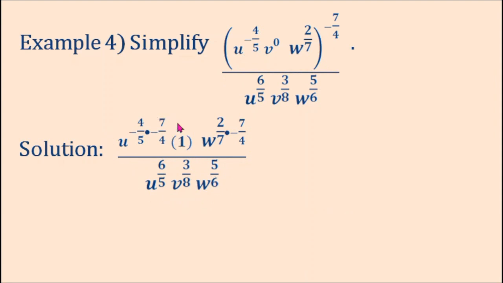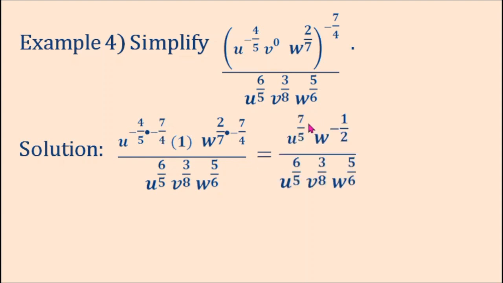Now we are going to simplify furthermore. So multiplying negative 4 over 5 and negative 7 over 4, our answer here is 7 over 5. This is 1 anyway, we may not write it here. So next, 2 over 7 times negative 7 over 4, that's negative 1/2. So this is the exponent of w. Now, we don't make any changes to the denominator.